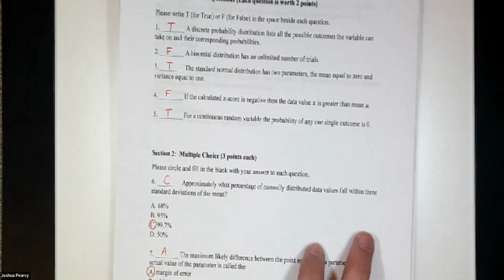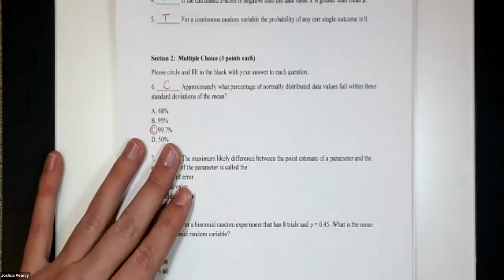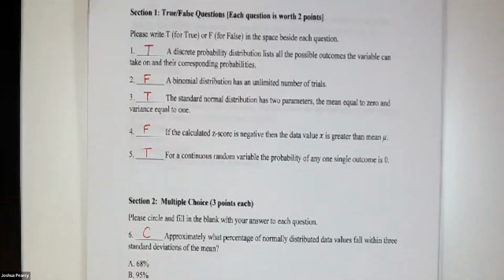C, the standard normal distribution has two parameters, the mean equal to 0 and the variance equal to 1. So some of you put false. You said the standard deviation is 1, but if the standard deviation is 1, then obviously the variance is 1 because 1 squared is 1.